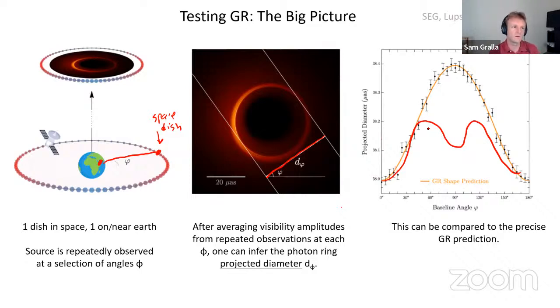The astrophysics errors probably wash that out. You probably need to get up to a much higher order, n equals 6 photon ring or something, but we won't do that.